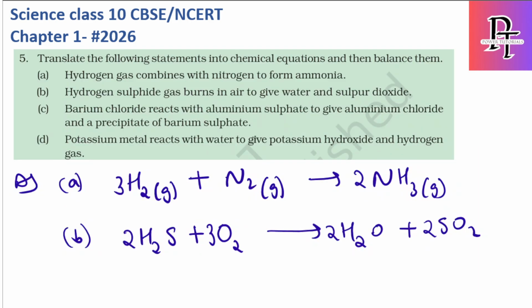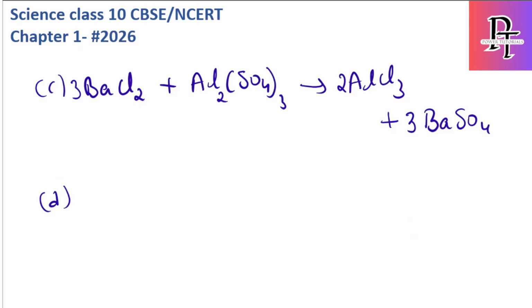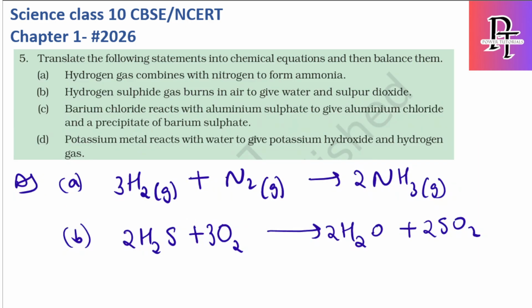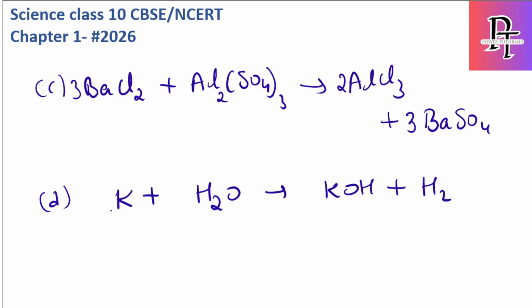Potassium metal reacts with water, potassium hydroxide, hydrogen. Potassium metal reacts with water, potassium hydroxide and hydrogen. Potassium 1, hydrogen 2, oxygen 1. Yes, it is already a balanced chemical equation. Let's move to the next question.